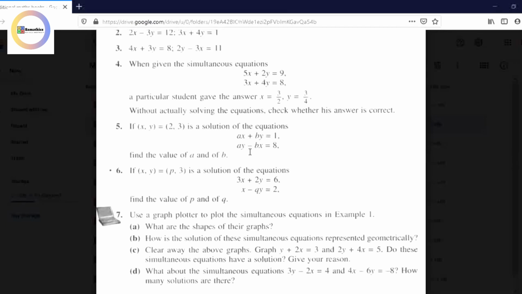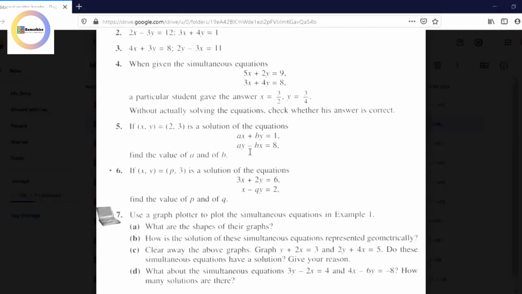You just have to substitute the values of x and y, and that I'll be doing in question number 6 as well. But most of the time students get confused in question number 6, so I'm doing question number 6 on the board. So if (x, y) is equal to (p, 3) is a solution of the equations, then you have to find the value of p and of q.